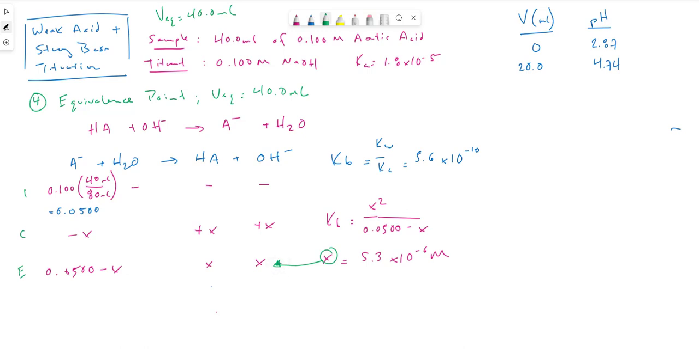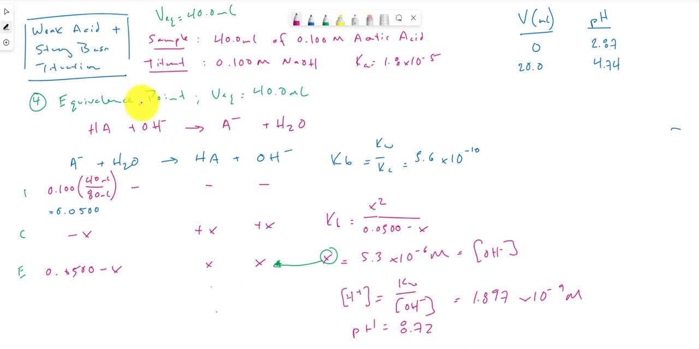If you take the negative log of this to get pH, you'll get a weird number. So this is the hydroxide concentration, so we can convert to H plus using Kw. That gives us a hydrogen ion concentration of 1.897 times 10 to the minus 9. Negative log of that then gives us our pH of 8.72, which, remember, we're talking about the equivalence point.